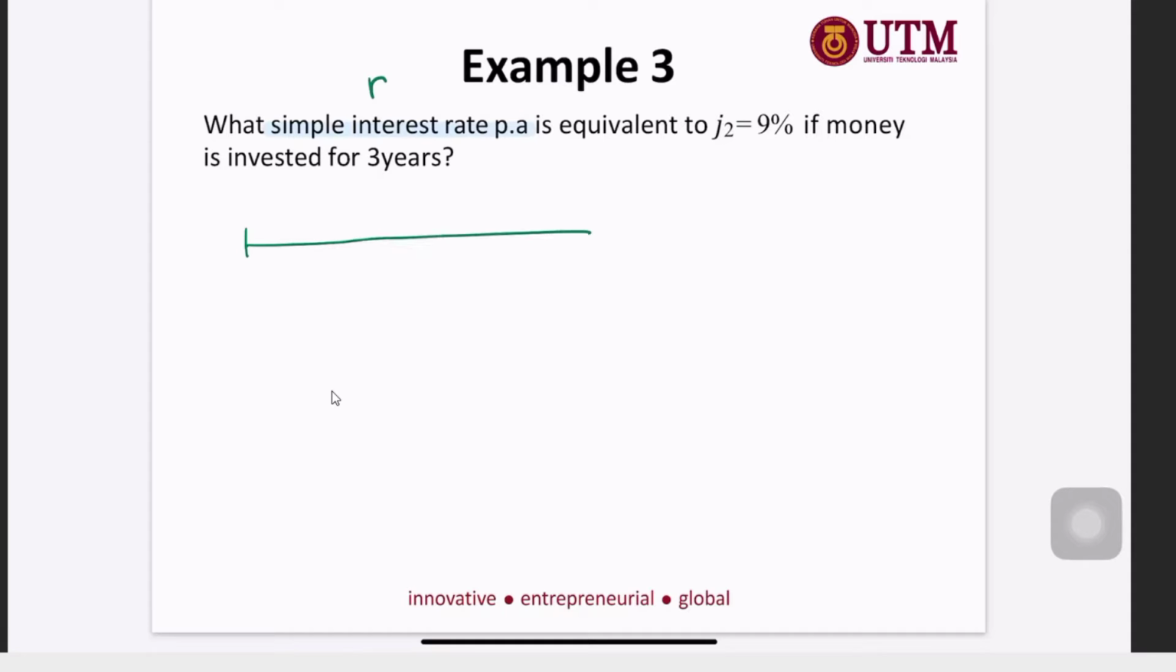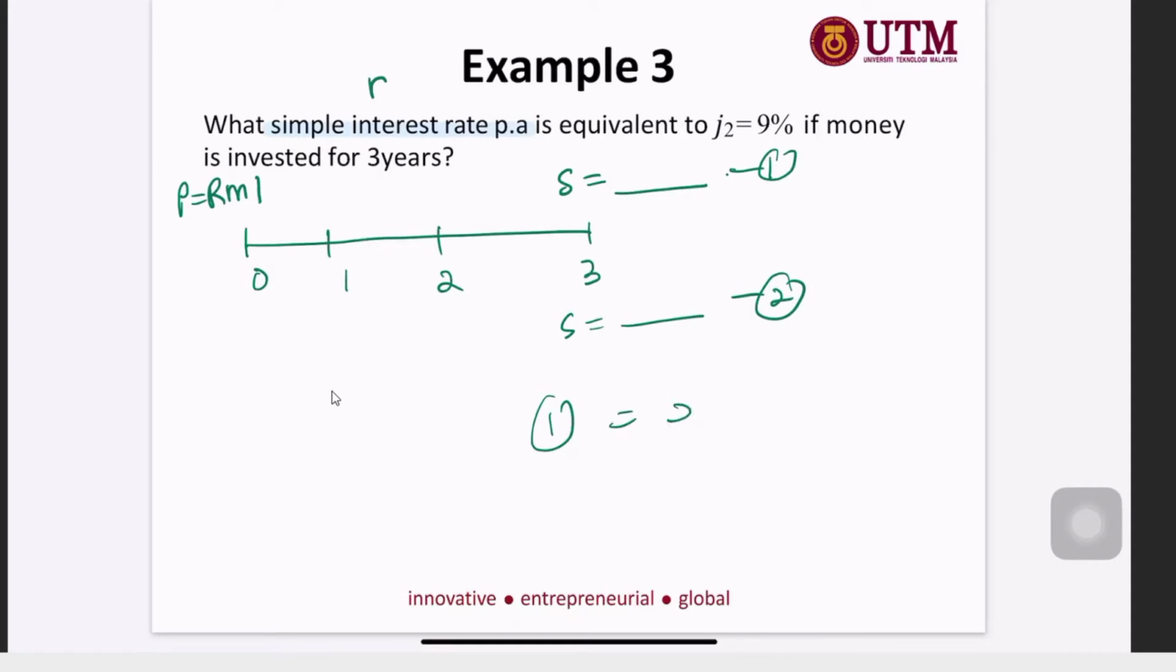Okay, so here we have 3 years, right? 0, 1, 2, and 3. Okay, let's assume that your principal is RM1 then. Okay, now your money is invested for 3 years. So for simple interest, what is the value of your simple interest? And the value of your compound interest, what is the value of your compound interest? Then you can equate these both equations together. Okay, so this is for simple interest. And this is for compound interest. Okay, try this one. I give you 5 minutes for this example 3. 5 minutes, 3 minutes lah, 3 minutes only.